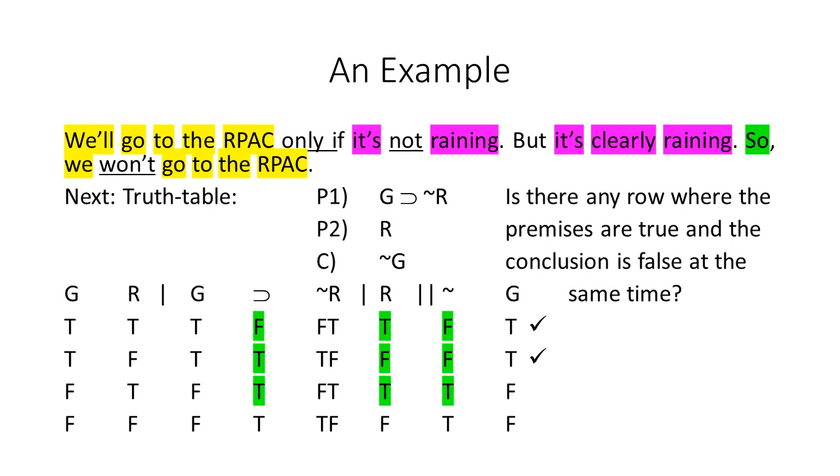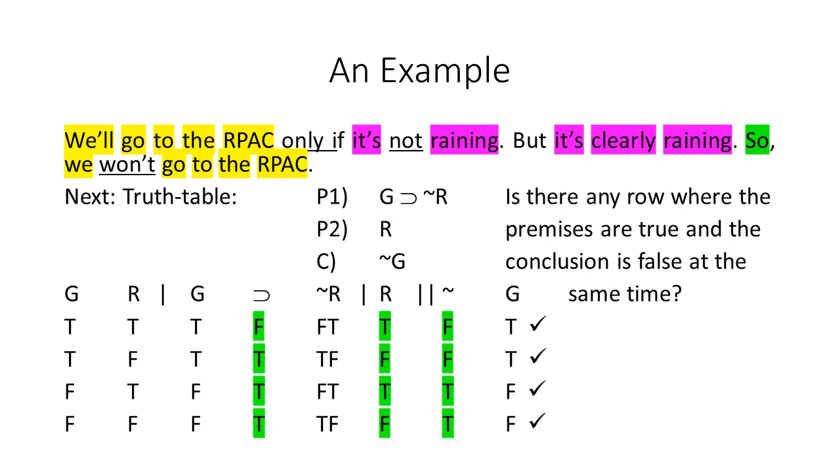Third one, true, true, true. Well, is this a row where the premises are true and the conclusion's false at the same time? No. The premises are true and the conclusion is true, so that one checks out. And then finally, true, false, true. Again, not a row where the premises are true and the conclusion is false at the same time, so that checks out. Okay, so there's no such row where the premises are true and the conclusion's false at the same time, so we can conclude that the argument is, that's right, valid.